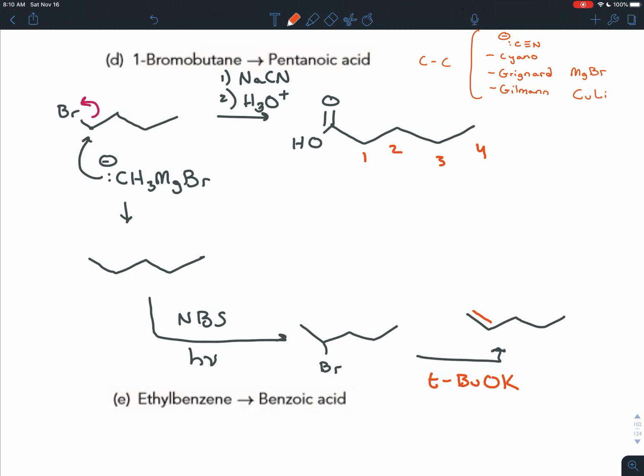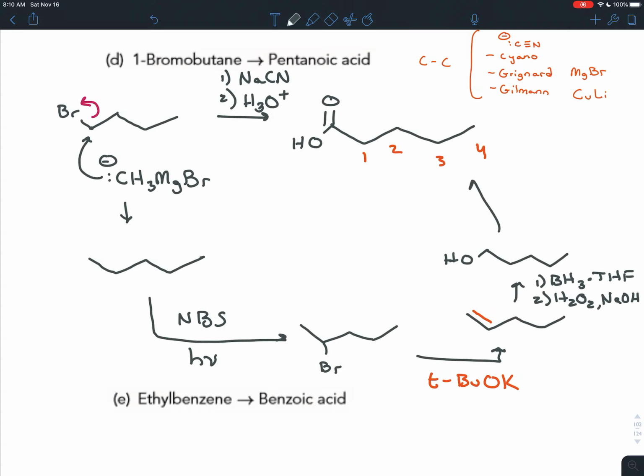Then we want oxygens on the very end, so we'd have to add an oxygen here. The way you can add an oxygen on the end is by a hydration. You'd add OH there and then H on this other carbon. So you're adding water, so it's called a hydration. And in that case, the H went on the more substituted carbon. That's anti-Markovnikov addition. To do anti-Markovnikov addition, you first use borane in THF, followed by hydrogen peroxide and sodium hydroxide. That's hydroboration oxidation.